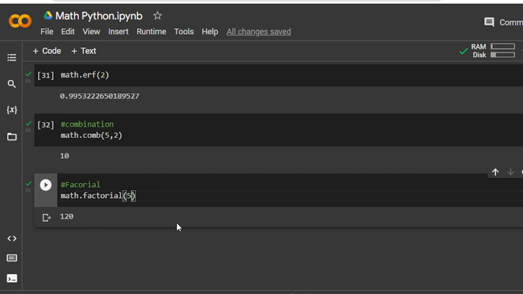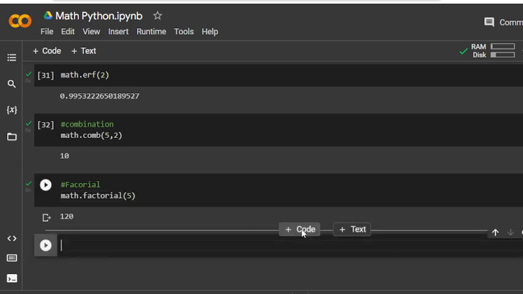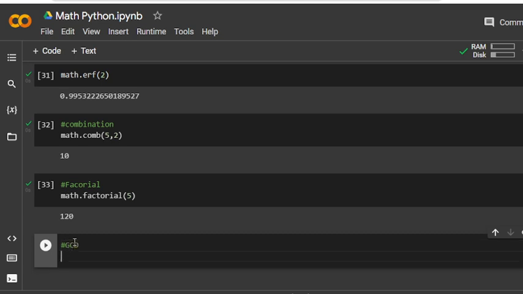Similarly, the math module also contains a function that returns the greatest common divisor of its arguments, called GCD. So the GCD of a and b is the largest integer dividing both. How do I write the GCD? We can write math.gcd, and if you write 2 comma 4, you can get the output 2 as the GCD.